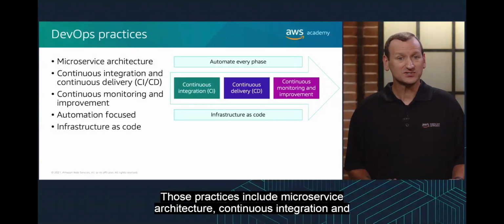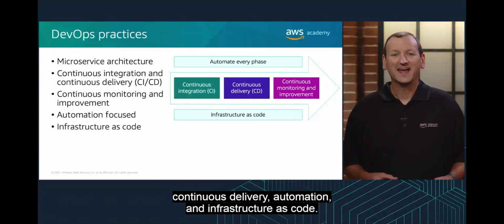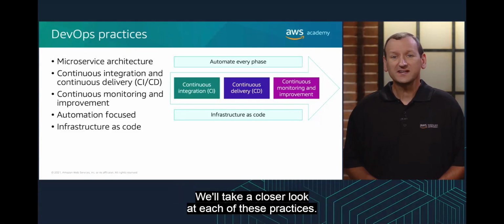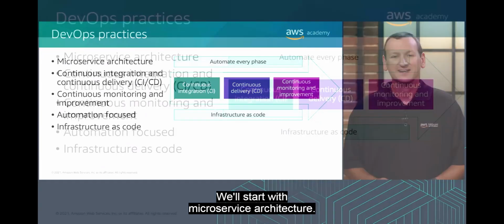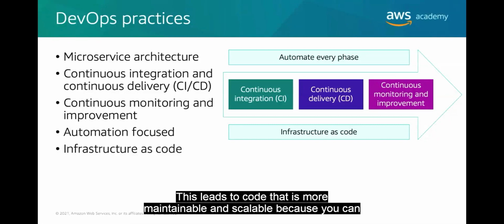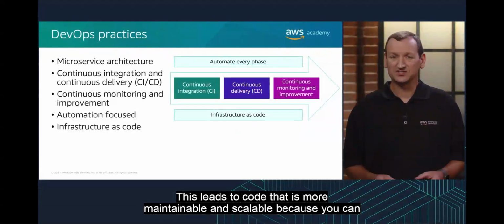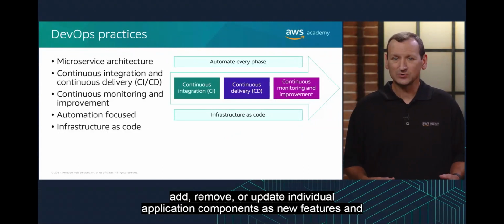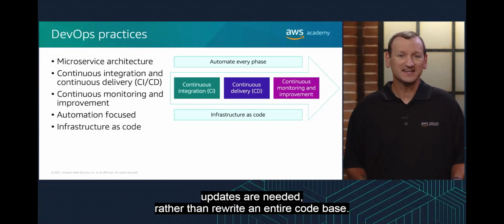Those practices include microservice architecture, continuous integration and continuous delivery, automation, and infrastructure as code. We'll take a closer look at each of these practices. We'll start with microservice architecture. Instead of a monolithic application in which all processes are tightly coupled and run as a single service, you can write your applications as discrete microservices that run independently inside containers or as AWS functions. This leads to code that is more maintainable and scalable because you can add, remove, or update individual application components as new features and updates are needed, rather than rewrite an entire codebase.